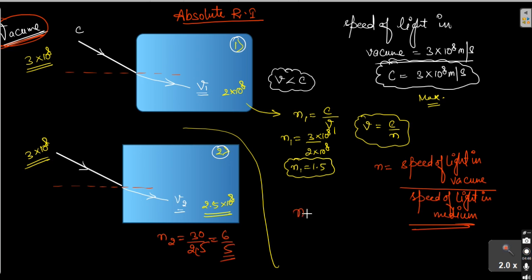So here you know that n, the value of refractive index, is represented by n = c by v. You can see c is in meter per second and velocity is also in meter per second. This is also a velocity, but this is the velocity in vacuum.